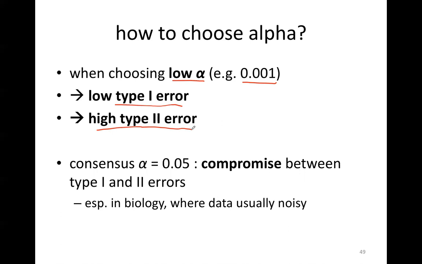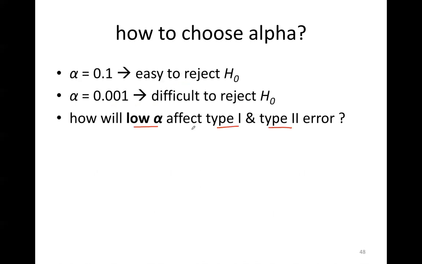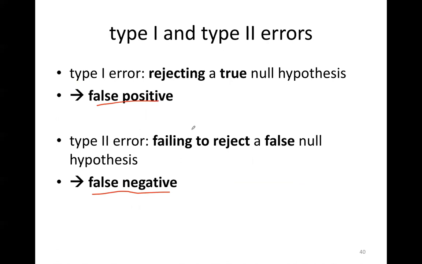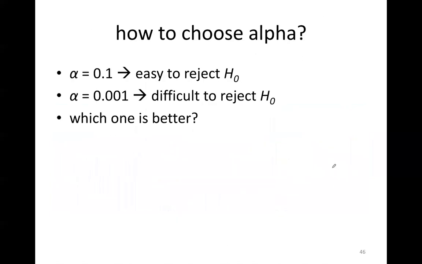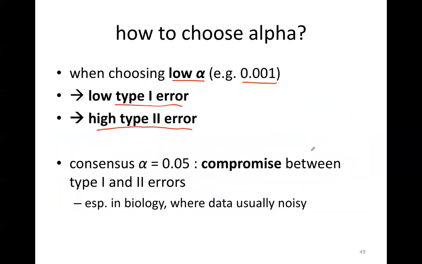You would be missing to reject some false null hypotheses. Let's just remember what type 2 error was. This is the situation when the null hypothesis is false, there is actually an effect, but you fail to reject. That's a type 2 error, right? And when alpha is low, that is an outcome that can happen.